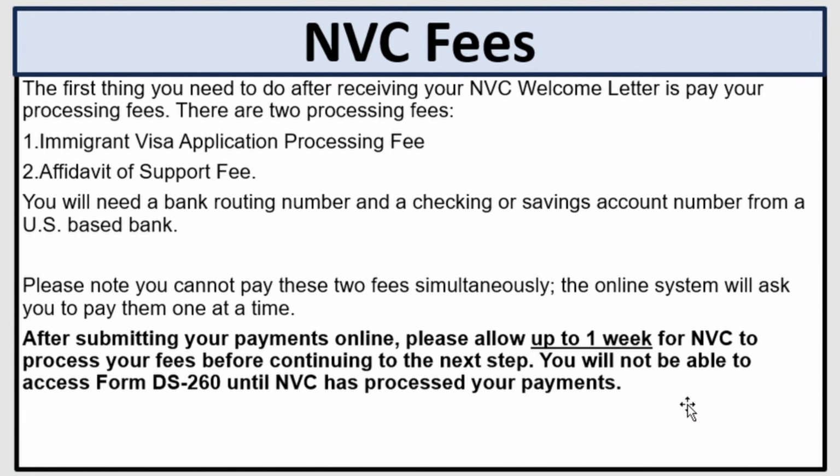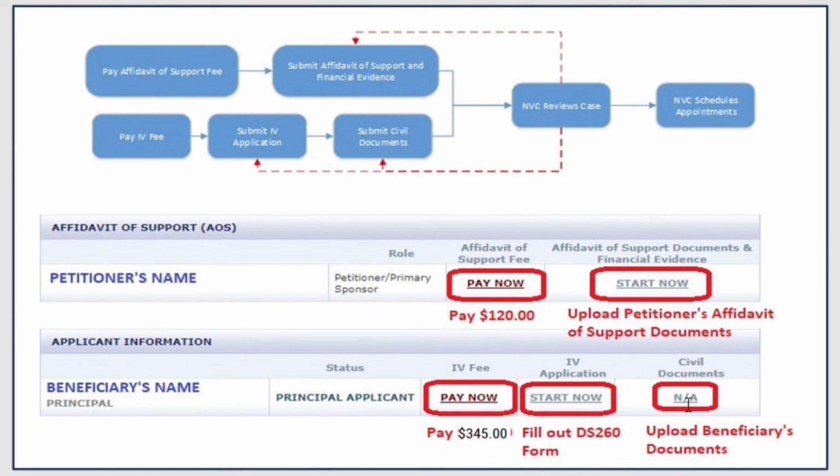Just before you pay the fee, you will need the immigrant visa application processing fee and the Affidavit of Support fee. You will need a U.S. bank routing number and a checking or savings account number from a U.S. bank. So you cannot use international banks. These are the fees. You will need $120 for the Affidavit of Support fee. For the IV application, you will need $345 for the IV fee for an EB2 visa.